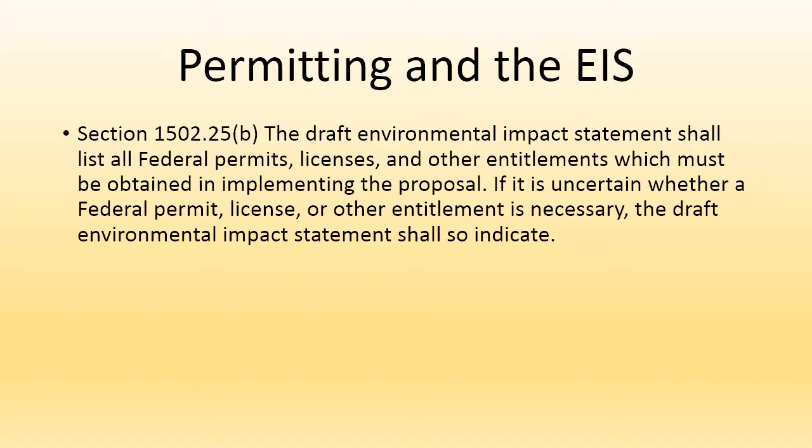The second part of 1502.25 makes an important distinction about an EIS. Issuance of an EIS does not authorize the agency that prepared the EIS to begin work on the project. In simple terms, an EIS is not a permit. The agency that will be overseeing or doing the work must still obtain all required federal permits, licenses, and other entitlements necessary to authorize the work.